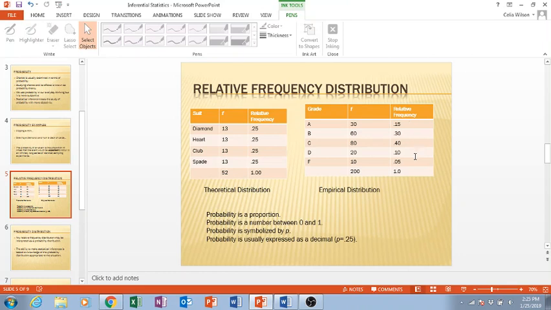Okay? So if we think about probability, it is a proportion. And we saw that when we had 13 over 52, and we divided it and came out with that decimal.